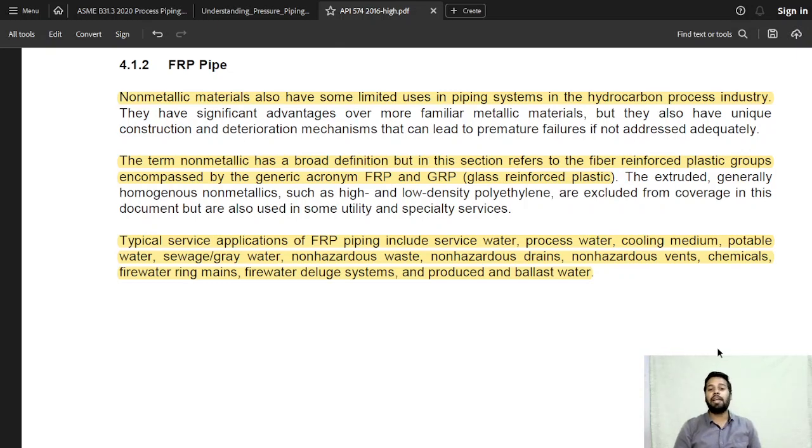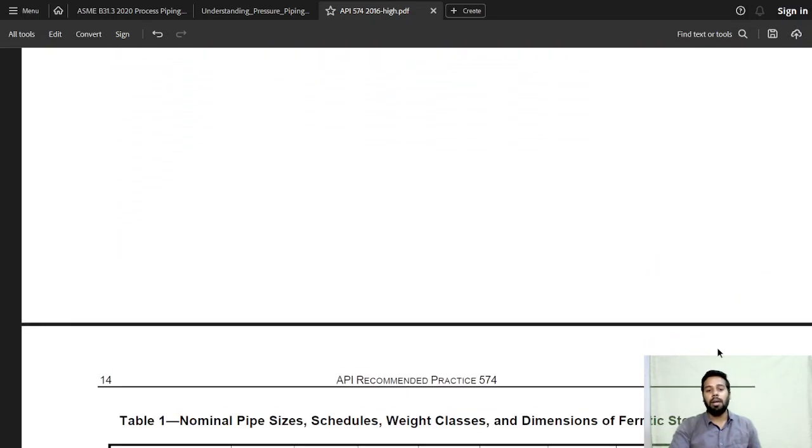Typical service applications for FRP piping include water service, process water, cooling medium, potable water, seawater, grey water, non-hazardous waste, non-hazardous drain, non-hazardous vents, chemical water, ring mains, fire water deluge, and produced and ballast water. Okay, so basically water and non-toxic services are generally made up of FRP.